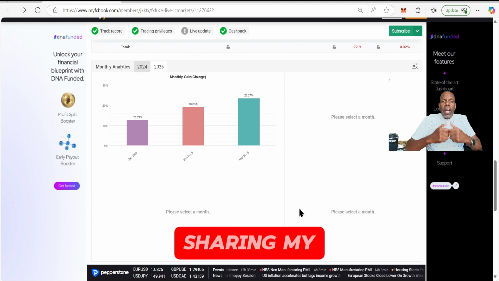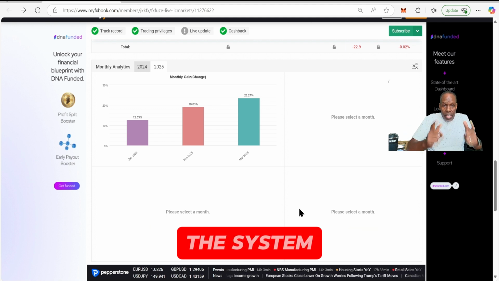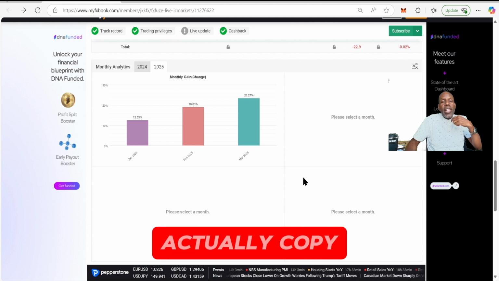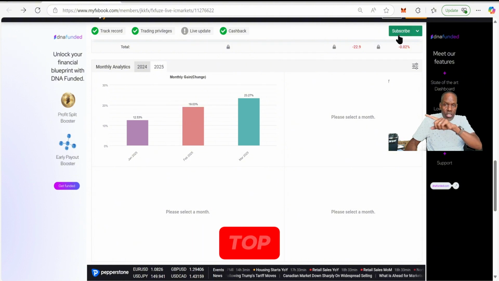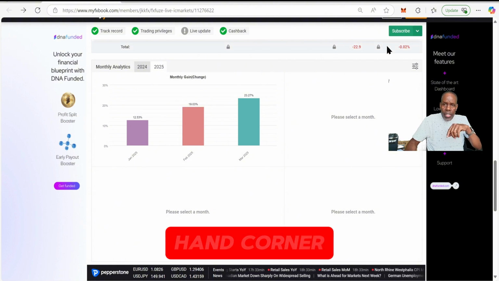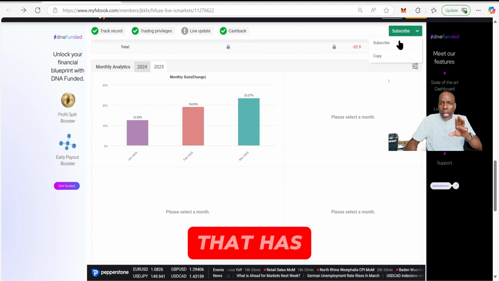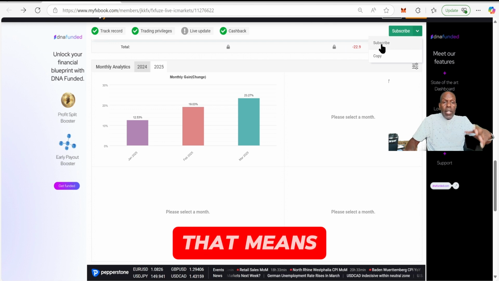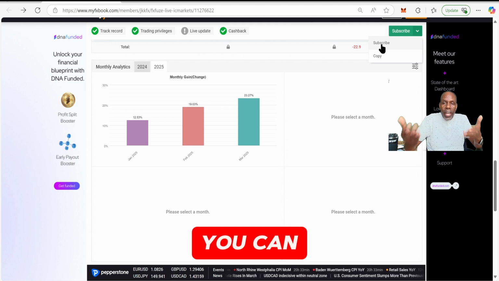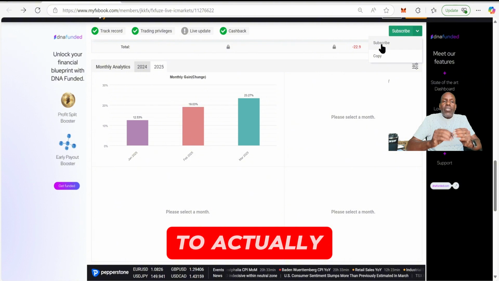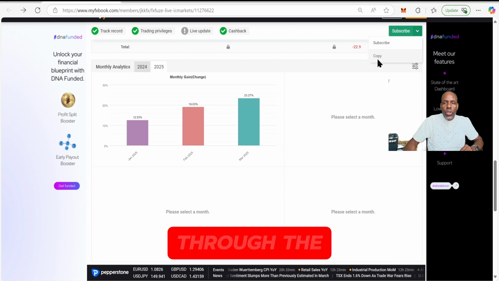Here I'm just sharing my own personal experience with automated trading, the system of which you can actually copy for yourself. And again, the copy button is right here at the top right-hand corner, the one I'm just pointing to right now. If you click that, it has a drop-down for you to subscribe. That means if you just want to be checking what is going on with this account, you can subscribe. But if you want to actually copy it directly into your account, you can go through the copy.